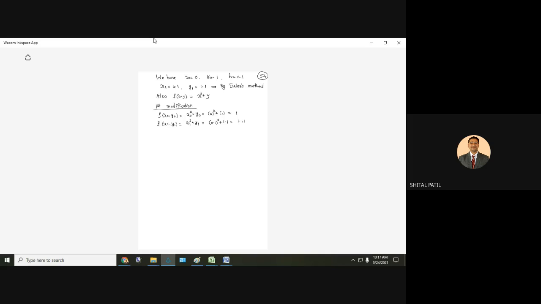Correct? Check it. You can check it using CATC. These are the two values we have. So y1 raised to 1, first modification. What is the formula? y0 plus h by 2 into f of x0 y0 plus f of x1 y1, right? All values are known to us. This is y0 plus h is 0.1 divided by 2, f of x0 y0 plus f of x1 y1.